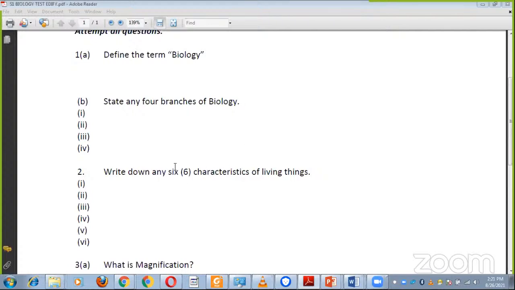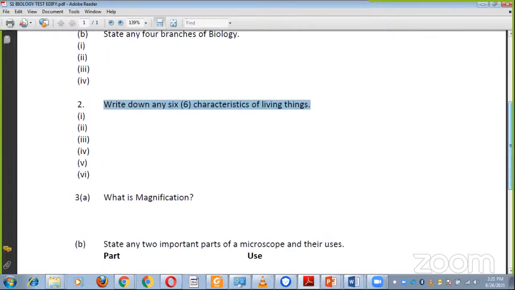Then we can go to the next question, which says, write down any 6 characteristics of living things. Okay, let me choose some people here who have not yet said anything. There is Jenny. Yes, Jenny. Living things respond to stimuli. Okay, thank you. Yes, they respond to stimuli.